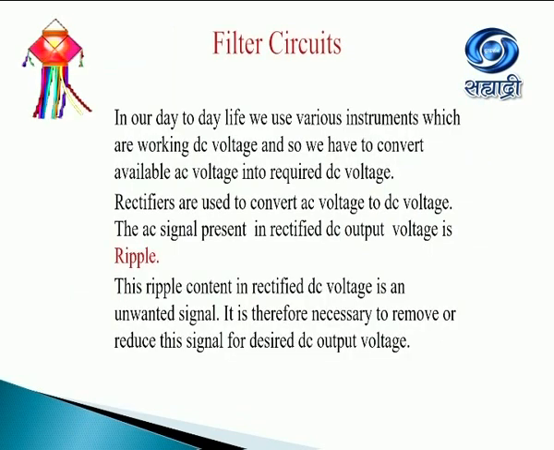Filter circuits. In our day-to-day life, we use various instruments which work on DC voltage, and so we have to convert the available AC voltage into the required DC voltage. Rectifiers are used to convert AC voltage to DC voltage. The AC signal present in the rectified DC output voltage is ripple. This ripple content in the rectified DC voltage is an unwanted signal. It is therefore necessary to remove or reduce this signal for the desired DC output voltage.